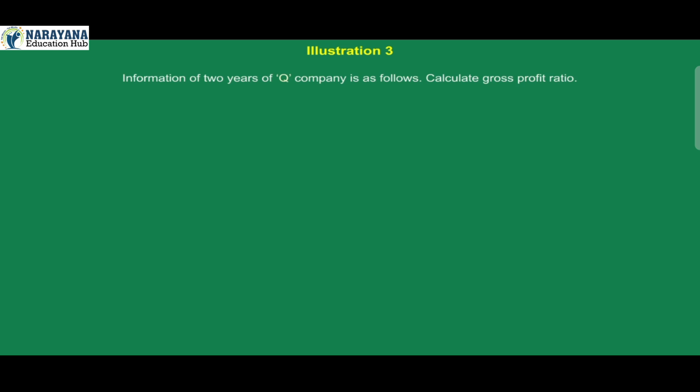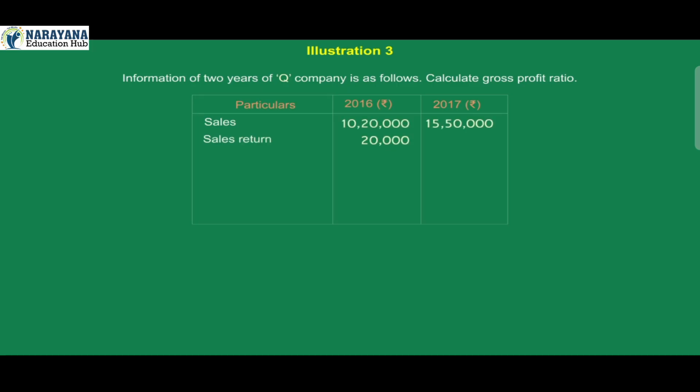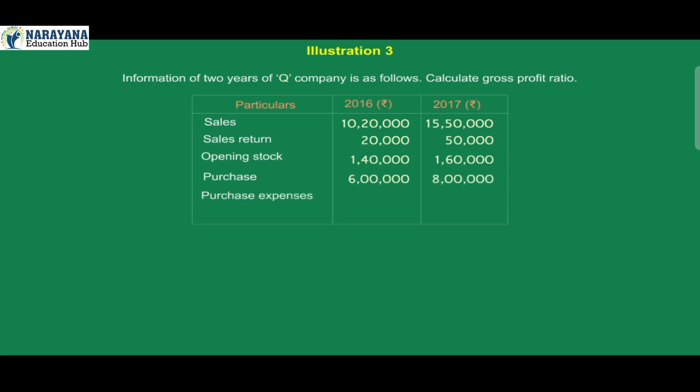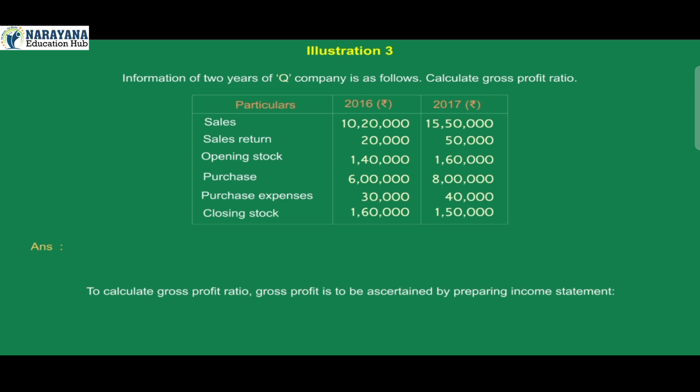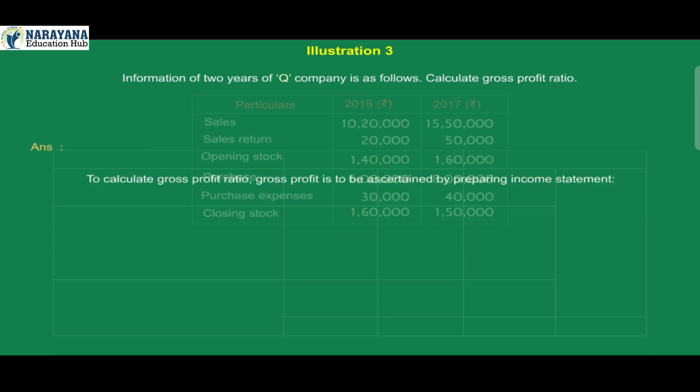Illustration 3. Information of 2 years of Q company is as follows. Calculate gross profit ratio. Particulars: 2016-2017. Sales 10 lakh 20,000, 15 lakh 50,000. Sales return 20,000, 50,000. Opening stock 1 lakh 40,000, 1 lakh 60,000. Purchase 6 lakh, 8 lakh. Purchase expenses 30,000, 40,000. Closing stock 1 lakh 60,000, 1 lakh 50,000. Answer: to calculate gross profit ratio, gross profit is to be ascertained by preparing an income statement.